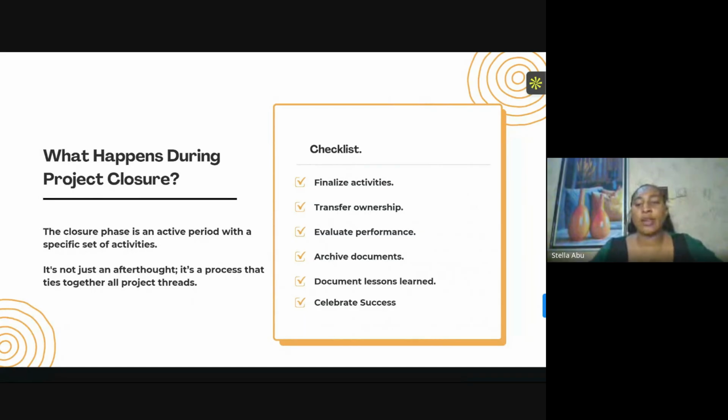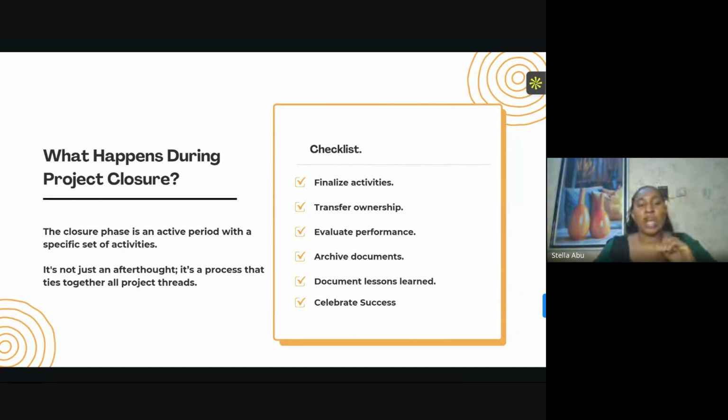within this period. Now, project closure is not just an afterthought. It is a process. Just as your planning and execution are well managed, your closure too must be well managed, right? It's not something you say, okay, this and this and this. No, right? Now, it's an active period. Project closure is an active period.